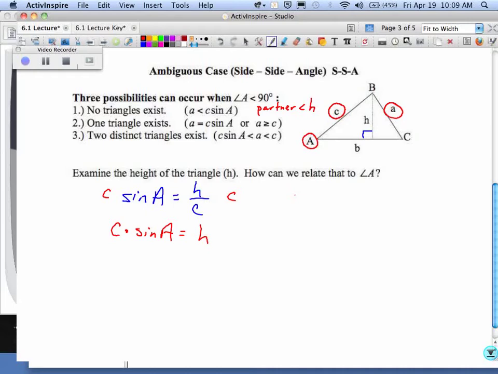That's when I want you to stop what you're doing and redraw the triangle so that the given angle is in the lower left. Why did I call it partner? Because it's partnered up with side A, right? So when I refer to the partner side, it's the one that's related or partnered with the given angle. And this one we will refer to as the other side.